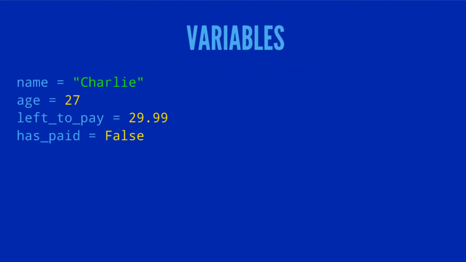We started the first week by looking at variables. We've got the name variable holding the string value of Charlie. We've got the age variable holding the integer value of 27. We've got the left to pay variable with the float value of 29.99. And we have the has paid variable with the boolean of false.